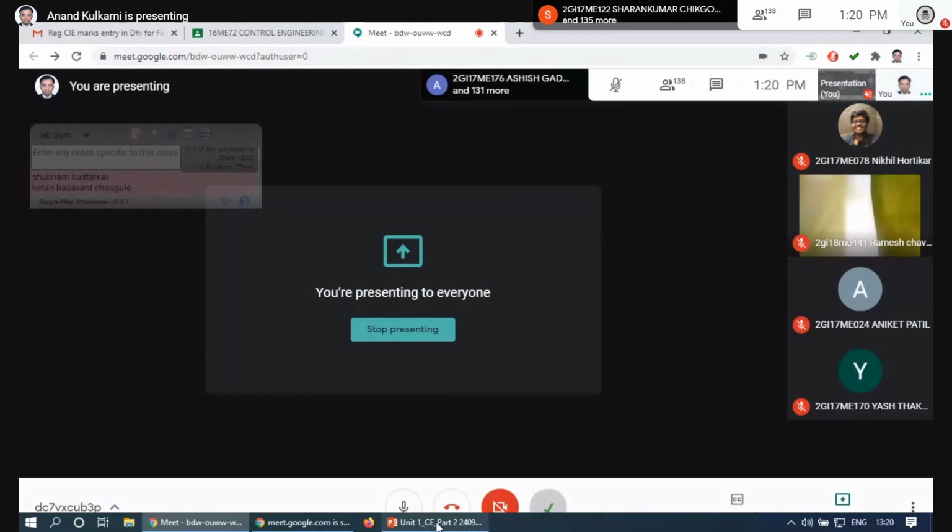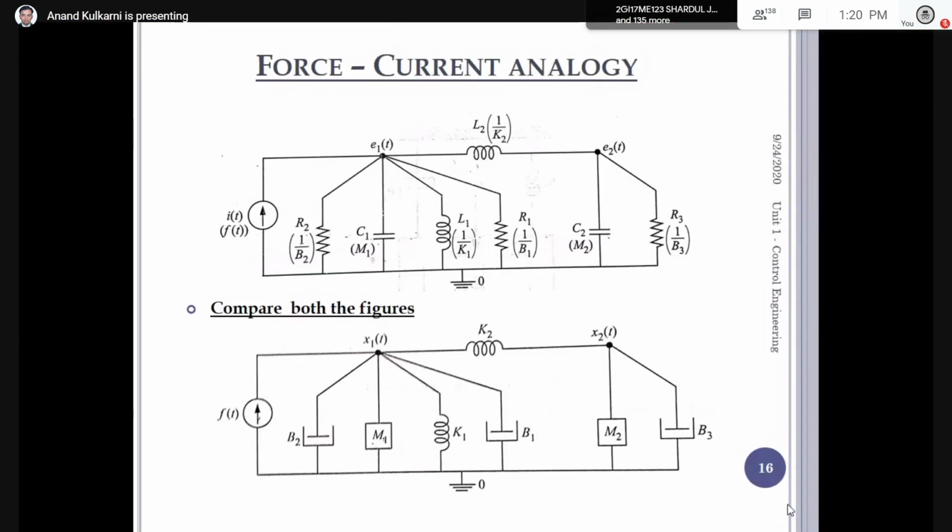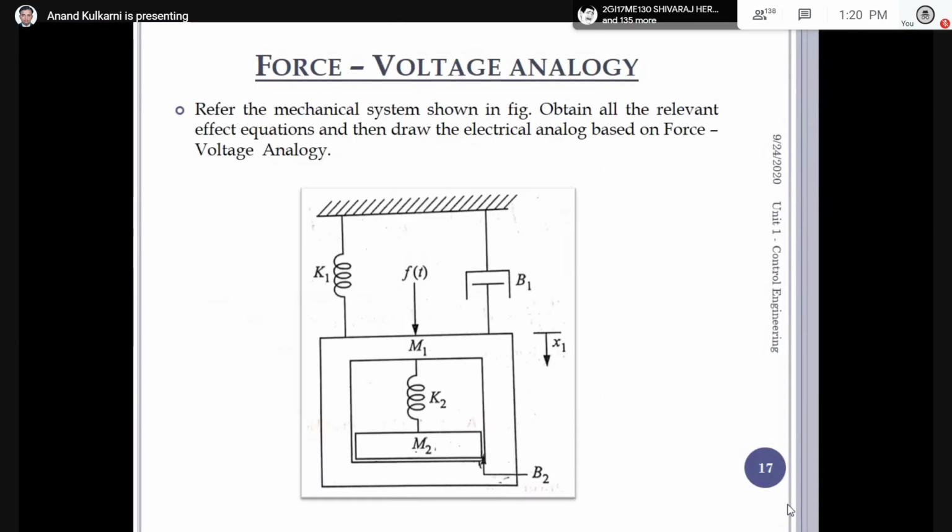Okay. Now, similarly, as in the case of force current, we have now force voltage. Now once again, see here, this is one mechanical system for force voltage. The force current analogy has been understood. Similarly, we will understand how to write the force voltage analogy.